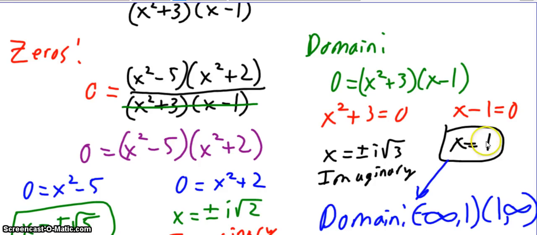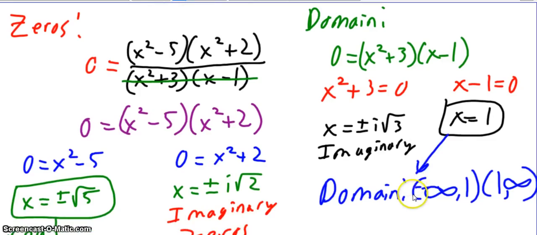And then I have x equals 1. Since x equals 1 is a real value that will make the denominator 0, my domain is everything except for this. So my domain is negative infinity to 1, and then 1 to infinity, not including the 1.